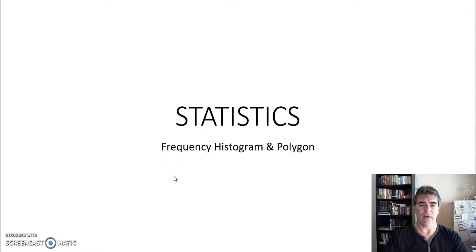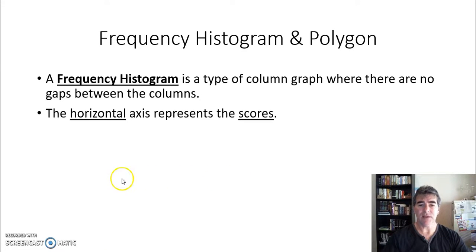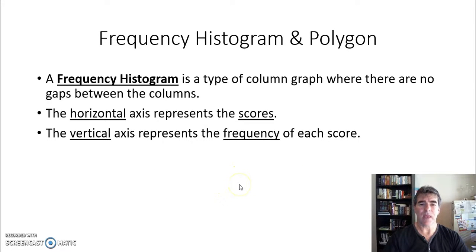Today we're going to have a look at how we construct a frequency histogram and a frequency polygon. So what we need is a large data set. Makes it certainly easier than a small data set. A frequency histogram is a type of column graph, and there are no gaps between the columns. It's important that we have that. But there is a little bit of a gap at the beginning, and I'll show you that in a moment. The horizontal axis represents the scores, and our vertical axis represents the frequency of each score.